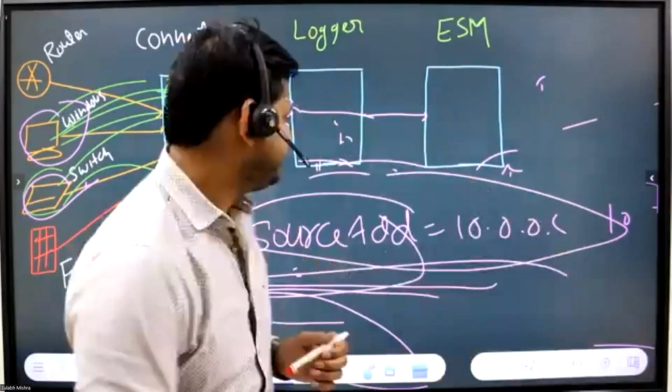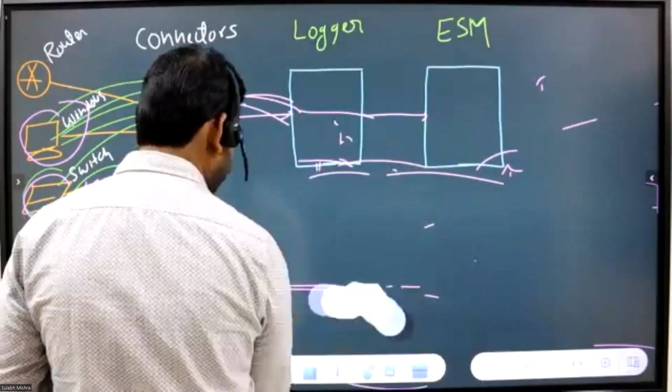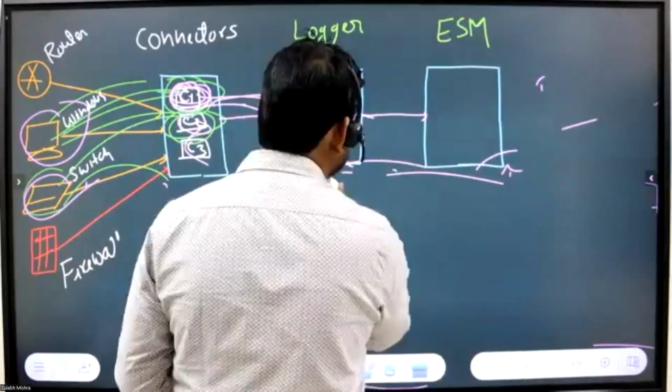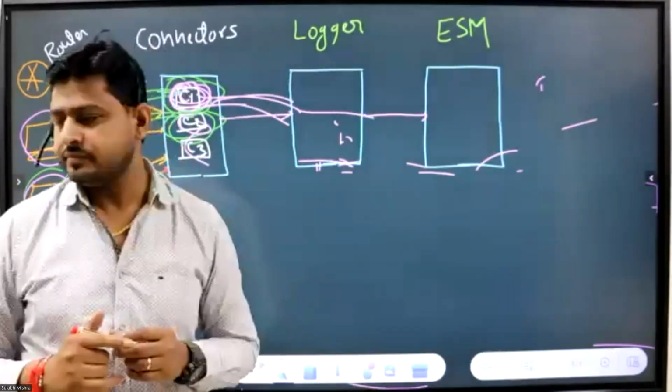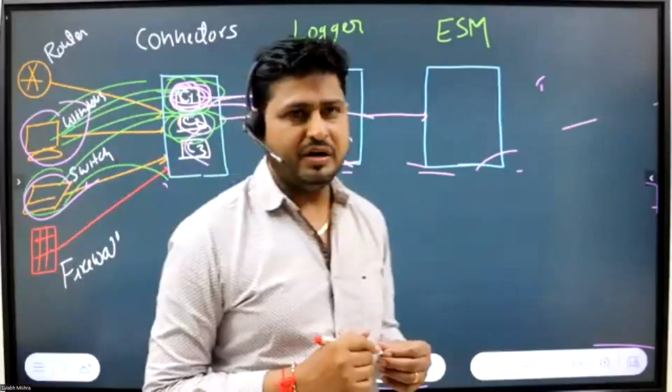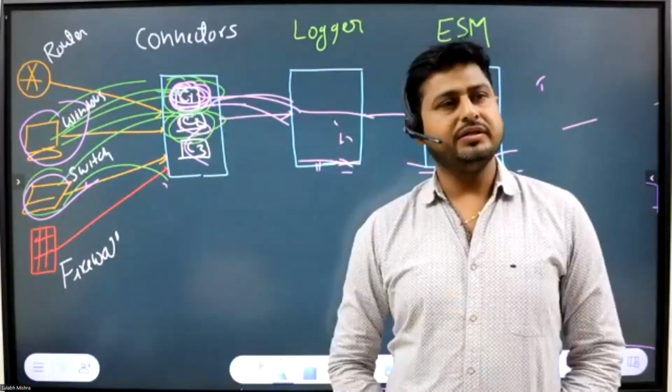Understand? So is there a possibility during configuration to take out the raw logs so that they don't occupy storage in the logger? You have the option on the connector. If you don't want to forward the raw logs, then you can stop it.